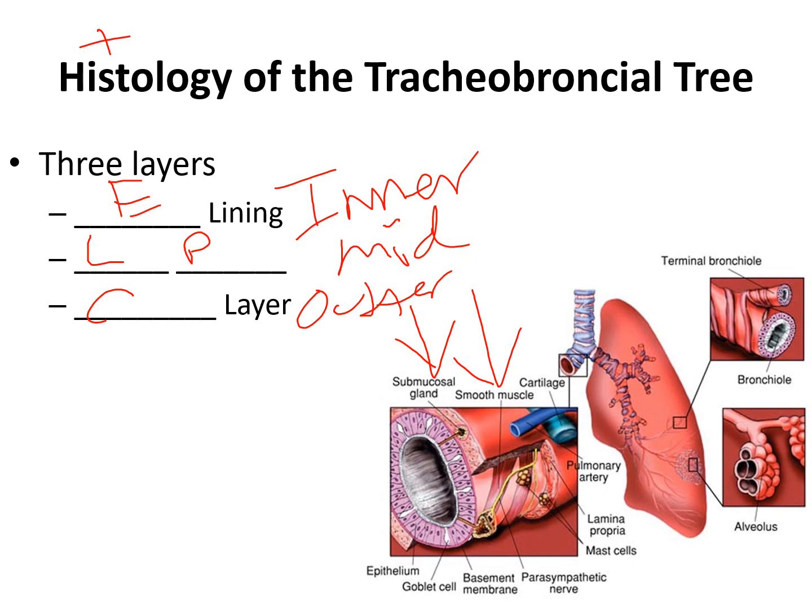It helps give it structure and keeps it open and keeps it moving. So the three layers of the tracheobronchial tree are the epithelial lining, the lamina propria, and the cartilaginous layer. You need to memorize that. Memorize that. I will ask you that over and over again.